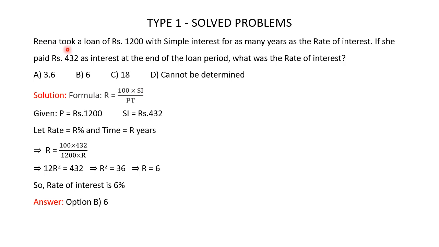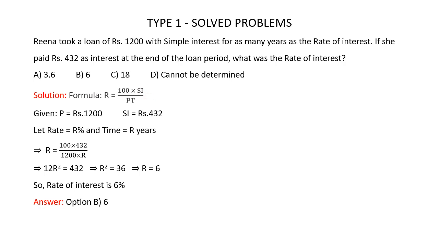Reena took a loan of rupees 1,200 with simple interest for as many years as the rate of interest. If she paid rupees 432 as interest at the end of the loan period, what was the rate of interest? Here you are given 4 options and you have to find out which of these options is the correct one. So here you are asked to find the rate of interest. Now the formula to find the rate of interest is R is equal to 100 multiplied by SI divided by PT.